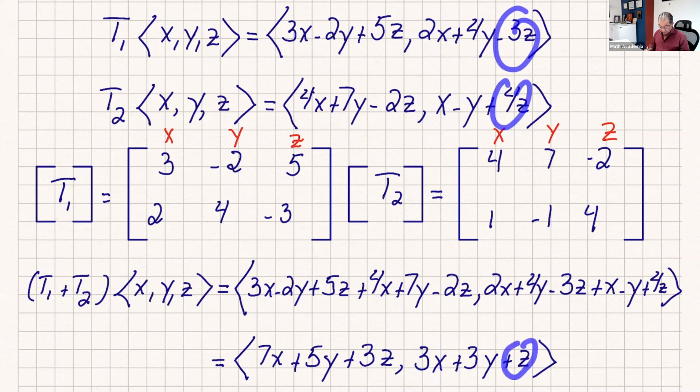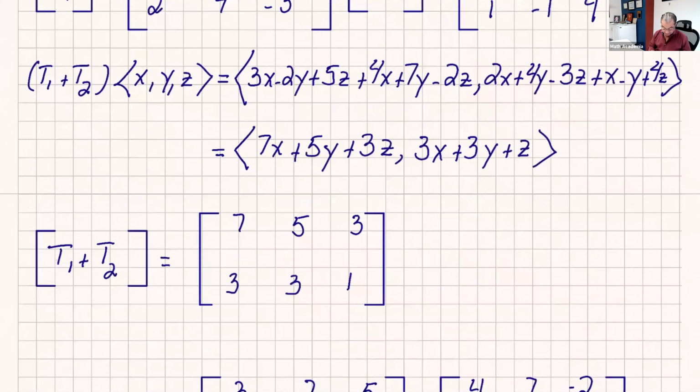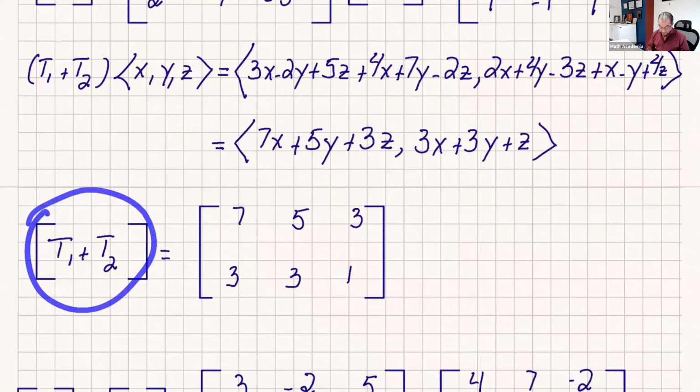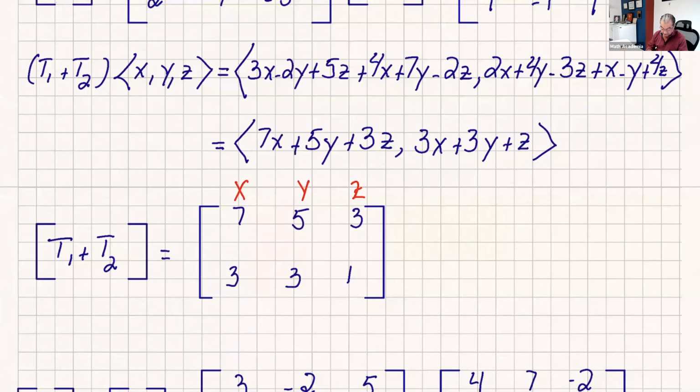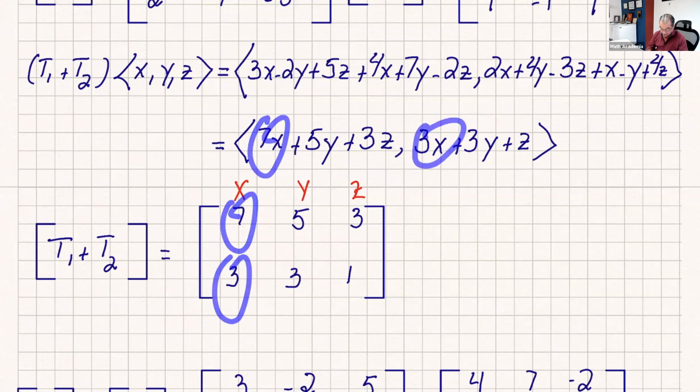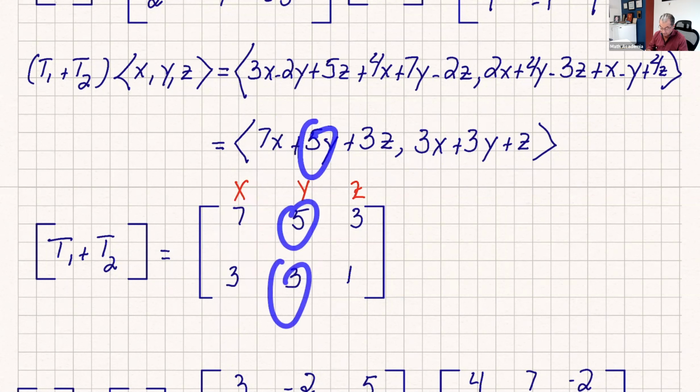Now we can write the matrix for the addition. So it's again the x components, if I put x, y, z for the addition components. As you see, we get 7, 3, which is 7x, 3x, and 5y, 3y, so it's 5, 3, and you have 3 and 1 here.